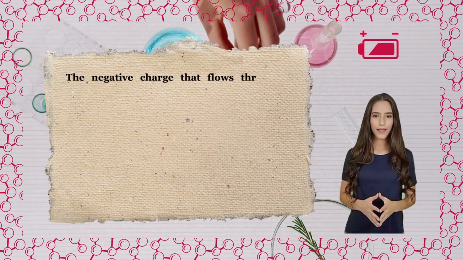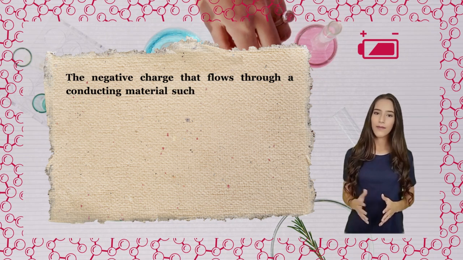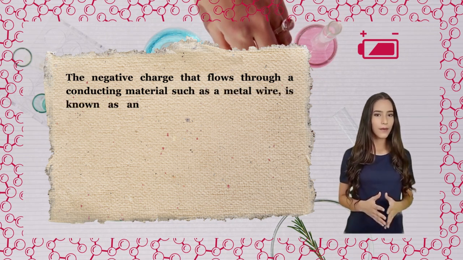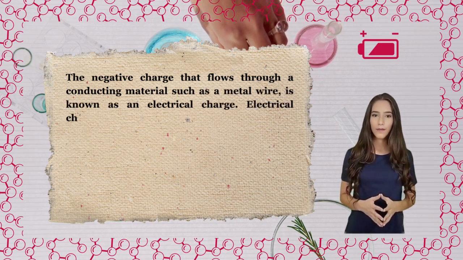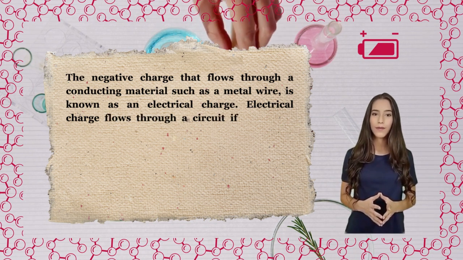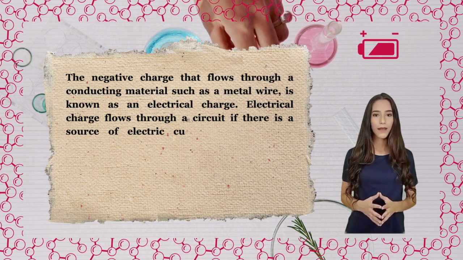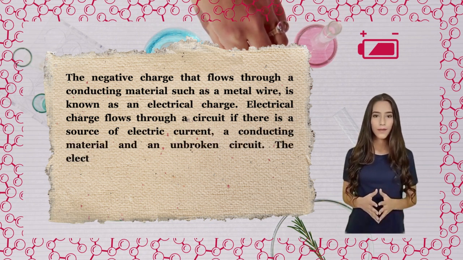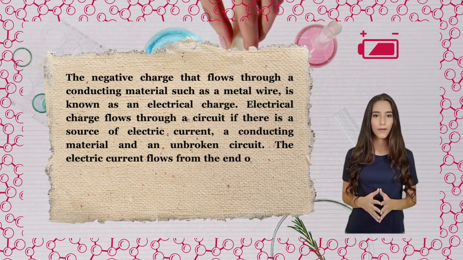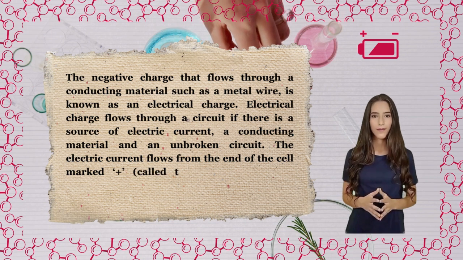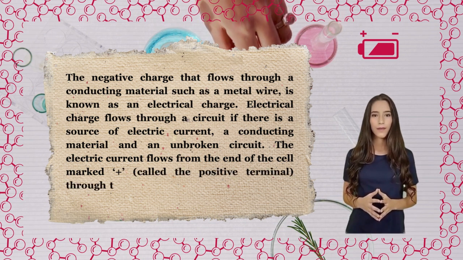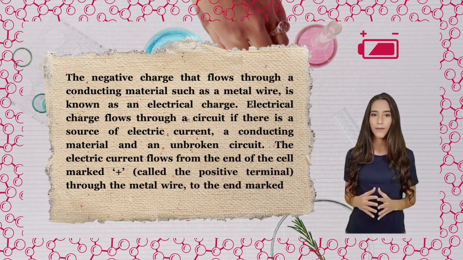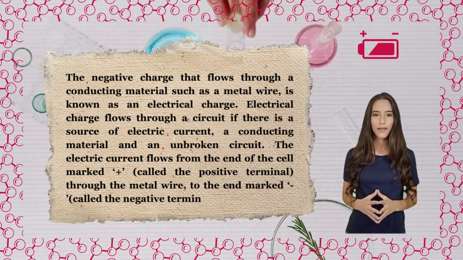The negative charge that flows through a conducting material such as a metal wire is known as an electrical charge. Electrical charge flows through a circuit if there is a source of electric current, a conducting material and an unbroken circuit. The electric current flows from the end of the cell marked plus, called the positive terminal, through the metal wire, to the end marked dash, called the negative terminal.